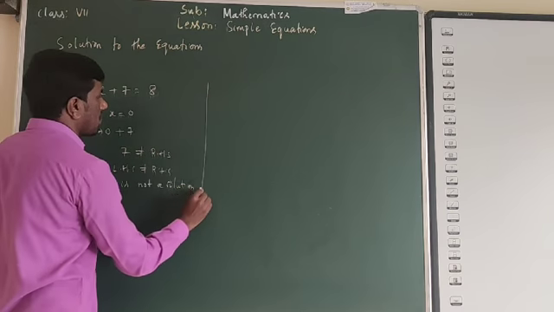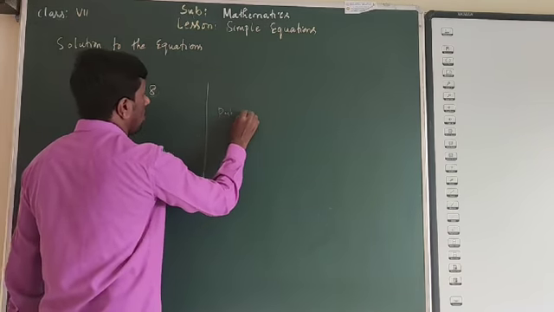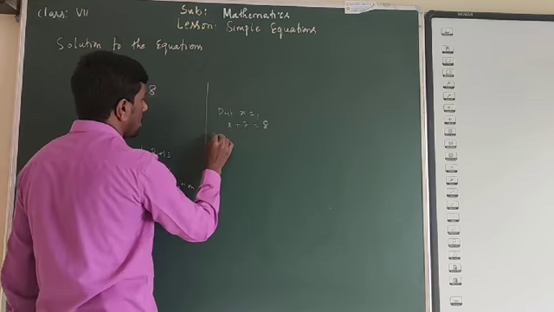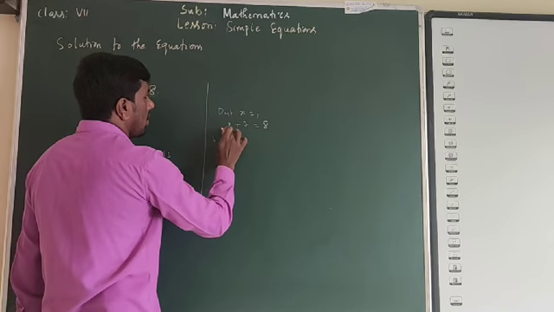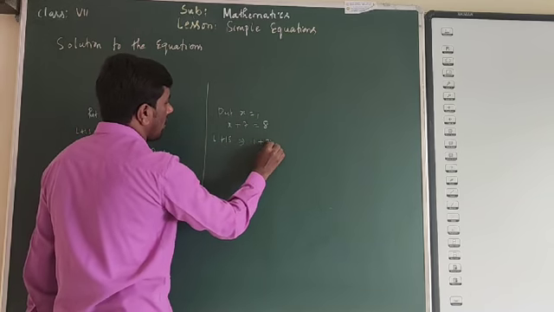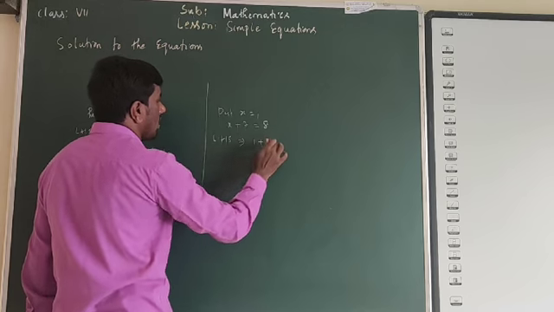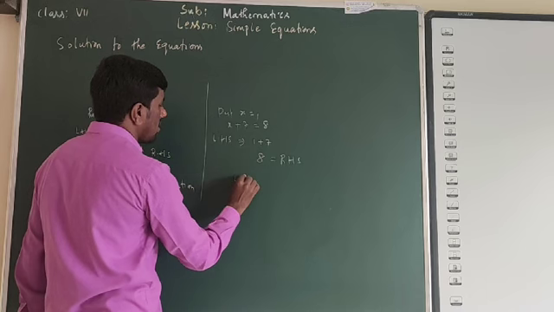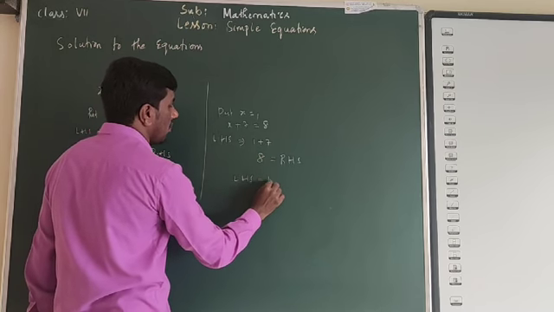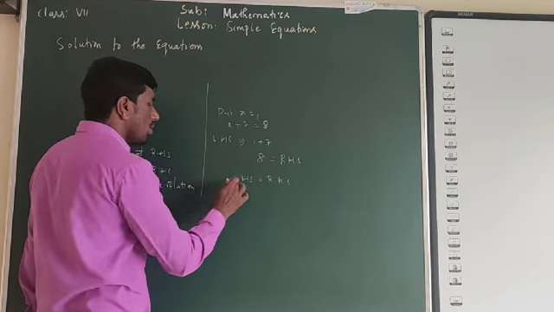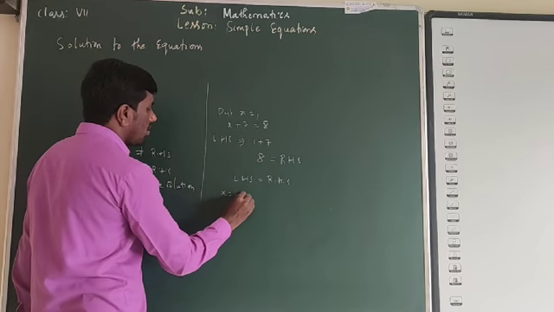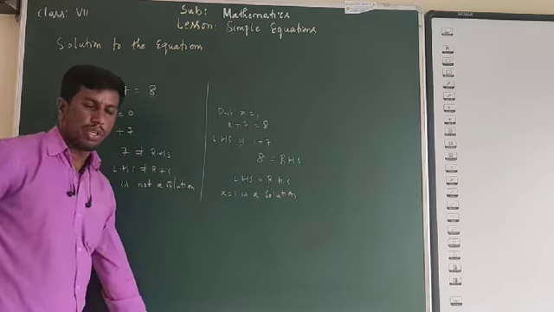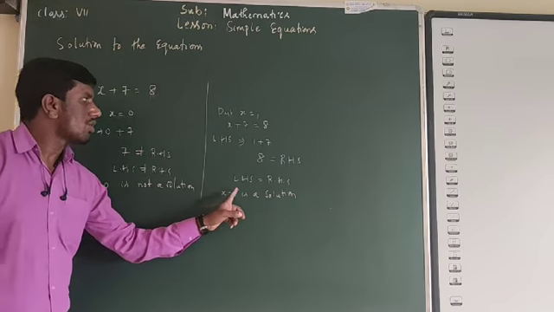Next, what will I do? Put x is equal to 1. The equation is x plus 7 is equal to 8. LHS: replace x with 1, so 1 plus 7 is equal to 8. The RHS also is 8. So we took the LHS and arrived at the RHS, therefore LHS is equal to RHS, and x is equal to 1 is a solution. x is equal to 0 is not a solution; x is equal to 1 is a solution.